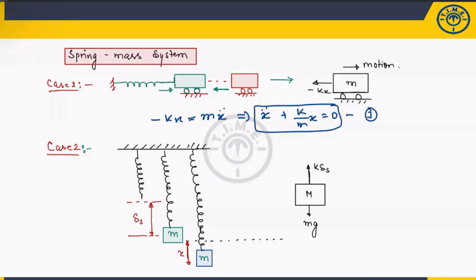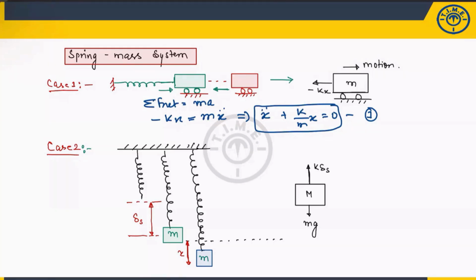When you give the initial displacement, the spring force will act in the opposite direction. You know that the net force is equal to mass into acceleration, and you got the equation x double dot plus k by m x is equal to 0. This is the equation of SHM, and that k by m is nothing but omega n square.